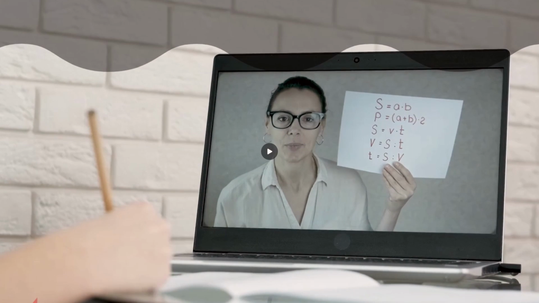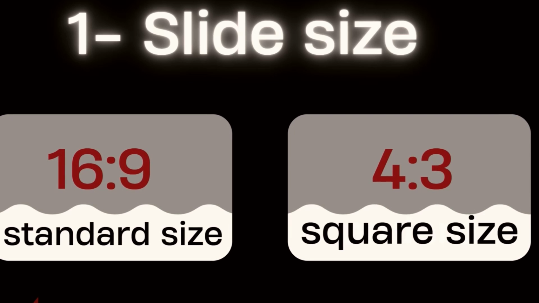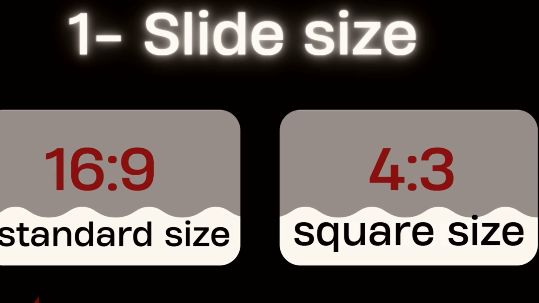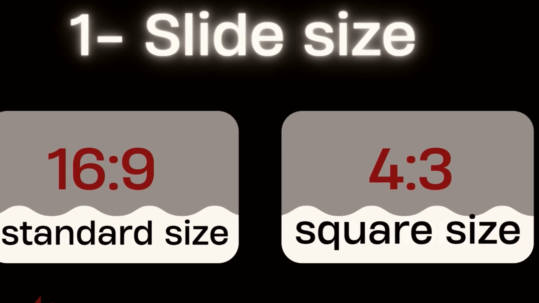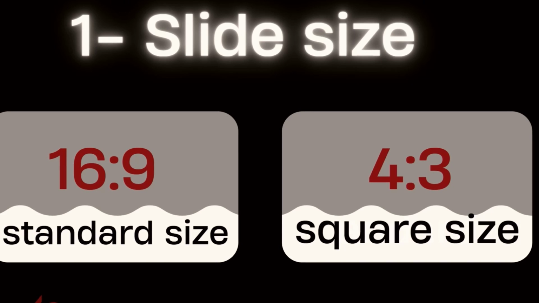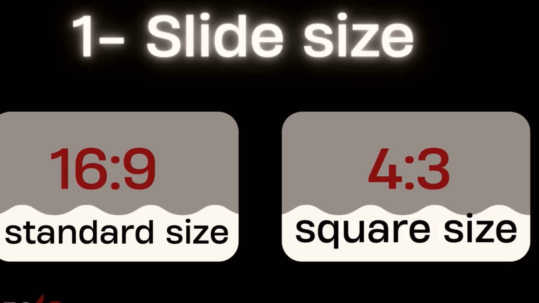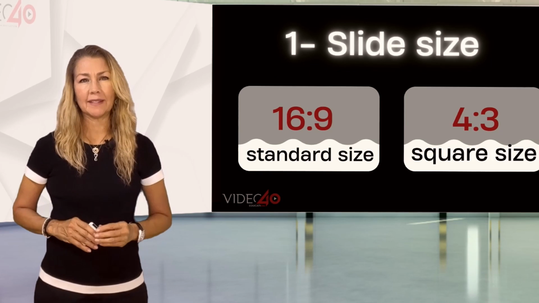Let's start with tip number 1, slide size. We recommend 16:9 or one of your preference. The 16:9 size is a standard size, horizontal, and very popular in the digital world, and that will help you to distribute the information on the screen very well.